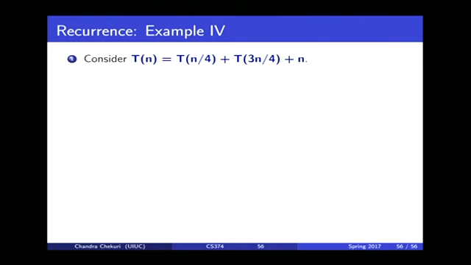This looks different in some other way, right? Does it look like the merge sort recurrence? Well, sort of. In merge sort, we take the array and split it into two arrays of size n over 2, right? But say I'm a little lazy, and I stop at n over 4 and 3n over 4. I make it a little lopsided.